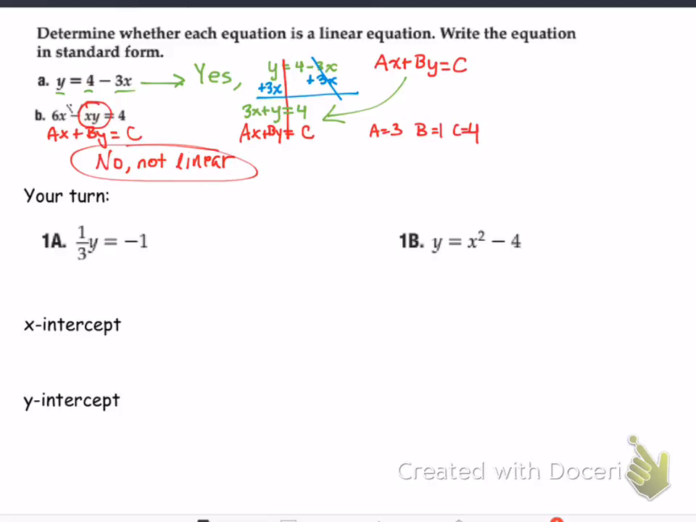Okay? So why don't you take some time and just see if 1a and 1b are linear equations or not. And then if it is, then you need to change it so that it's in standard form.